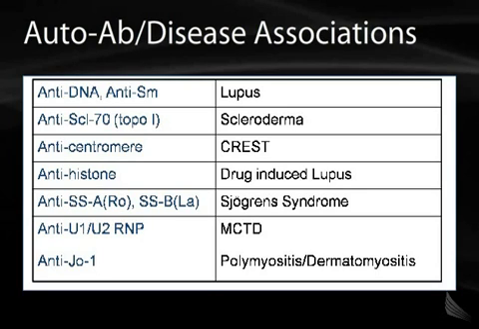Remember the anti-double-stranded DNA and anti-Sm are associated with lupus. Antihistone is actually associated with a drug-induced form of lupus. Anti-U1 or U2 are associated with mixed connective tissue disease, and anti-Jo1 associated with polymyositis and dermatomyositis.